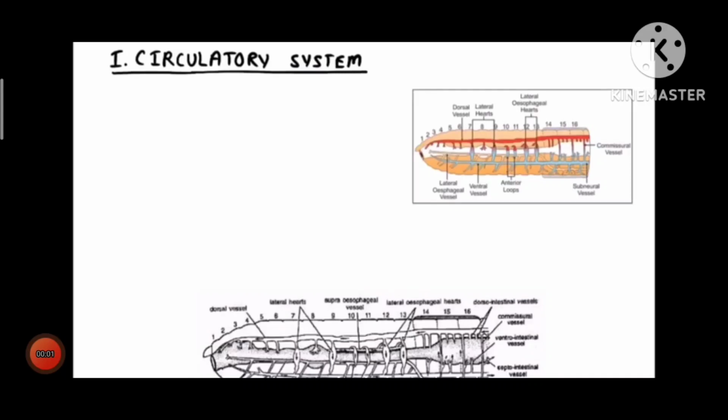This is the circulatory system of Earthworm. Circulatory system of Earthworm is closed type. That is, blood is not found in open spaces. It is found in the vessels only.